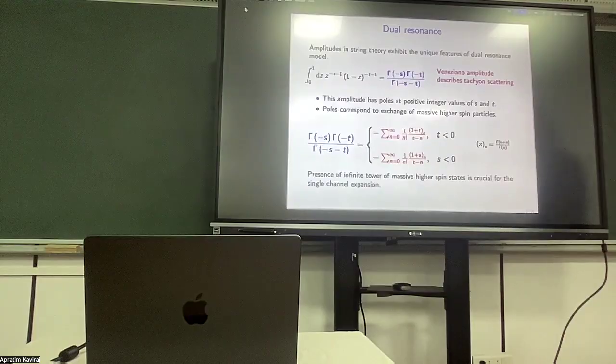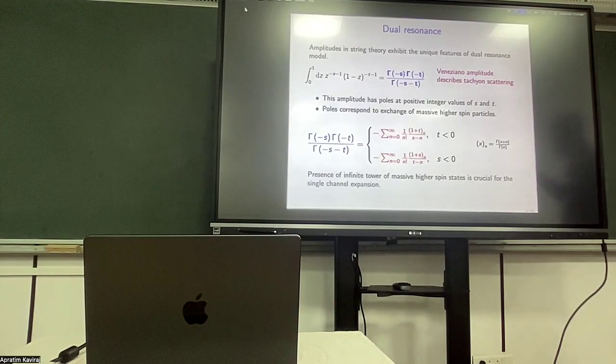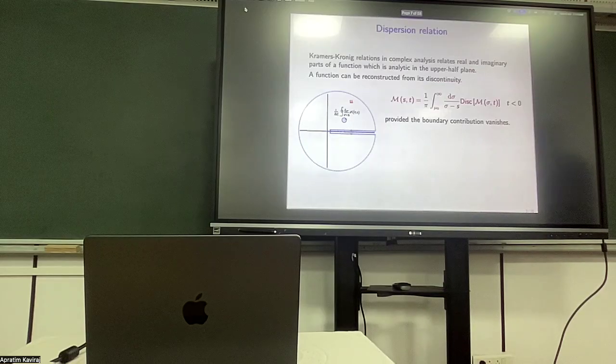So the single channel expansions are very much tied to the fact that we have an infinite tower of massive Regge states. One thing to note is that these single channel expansions are not manifestly crossing symmetric, although the amplitude is. Now, to write down these single channel expansions, or series representations, what we use is the dispersion relations.